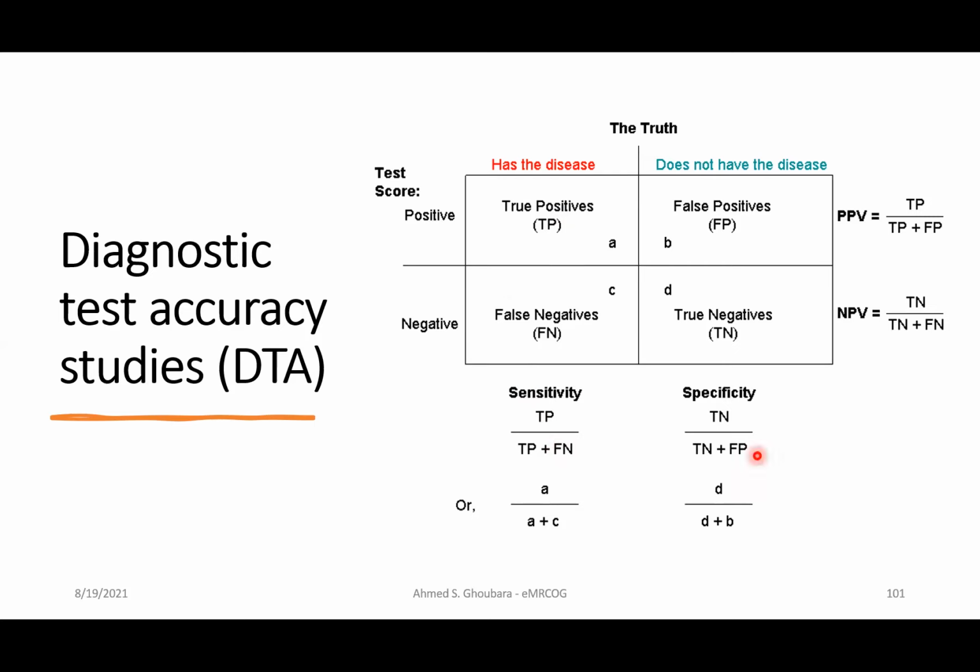And specificity, the other way around, is the ability of the ultrasound to exclude normal ladies from having endometrial cancer. How many ladies was the ultrasound actually able to say don't have cancer, and that was the truth? So here we divide true negative ladies over the total of women who don't have the disease. So true negative divided by true negative plus false positive.